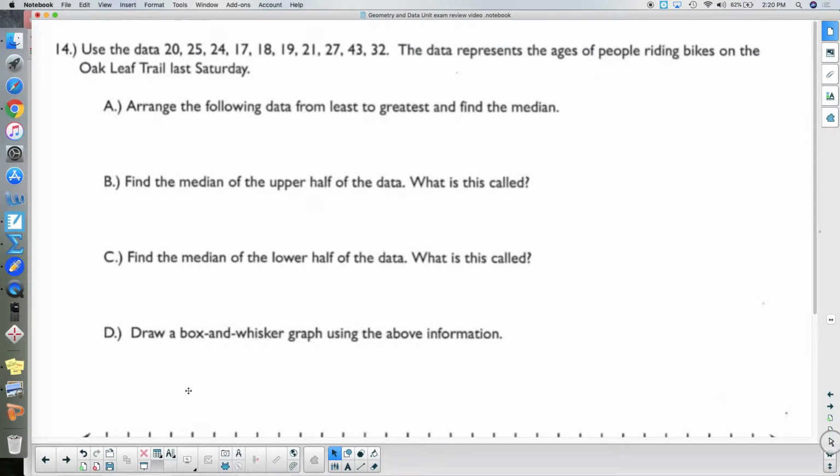Then in 14, they want you to make a box and whisker from the data on the ages of people riding their bikes on a bike trail recently. So to make a box and whisker, you need to arrange your data in order from least to greatest and find the median. So when I go to put all this data in order, I want to do it very carefully and list all the values neatly so that I don't lose any values.